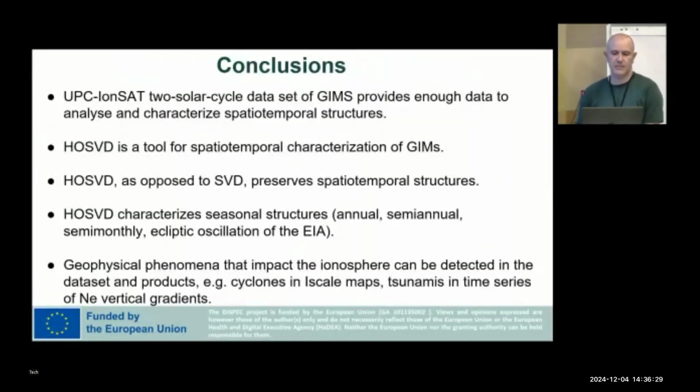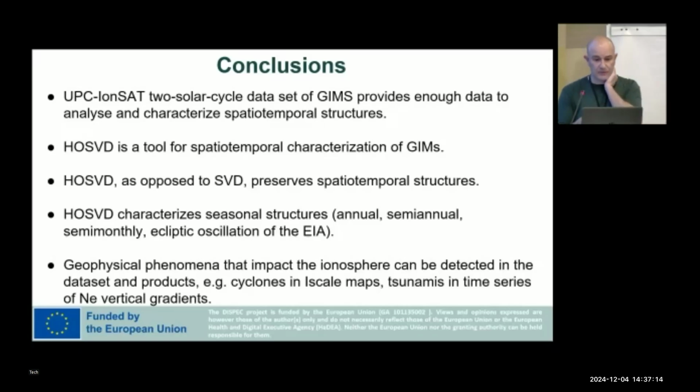The conclusion is just that data sets of GIMs, in this case covering two solar cycles, can help to analyze and characterize spatial-temporal structures. This specific algorithm for factorization of tensors is also very useful. It doesn't reshape anything, so it preserves the spatial-temporal structures, and it can characterize and spot seasonal structures like annual, semi-annual, semi-monthly, the ecliptic oscillation of the equatorial anomaly, and then different products out of the tomographic data set, like I-scale maps and also the vertical electron density.